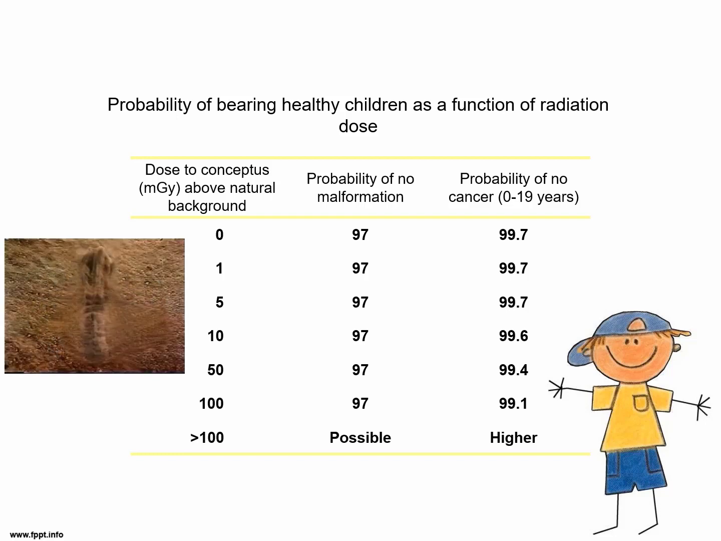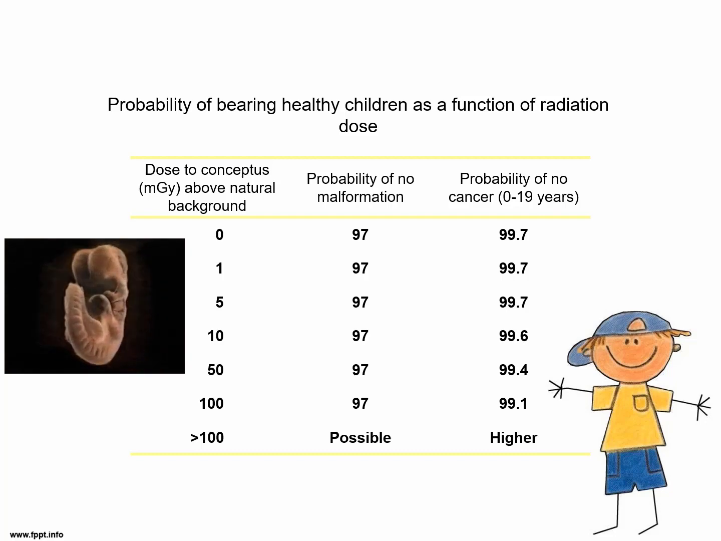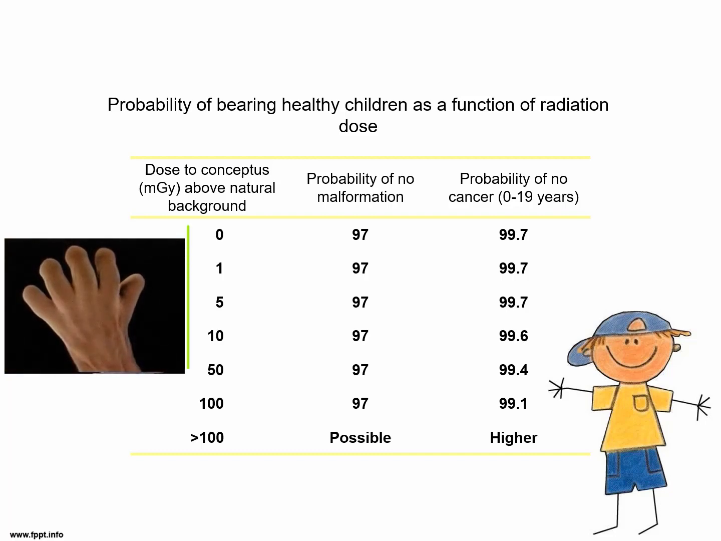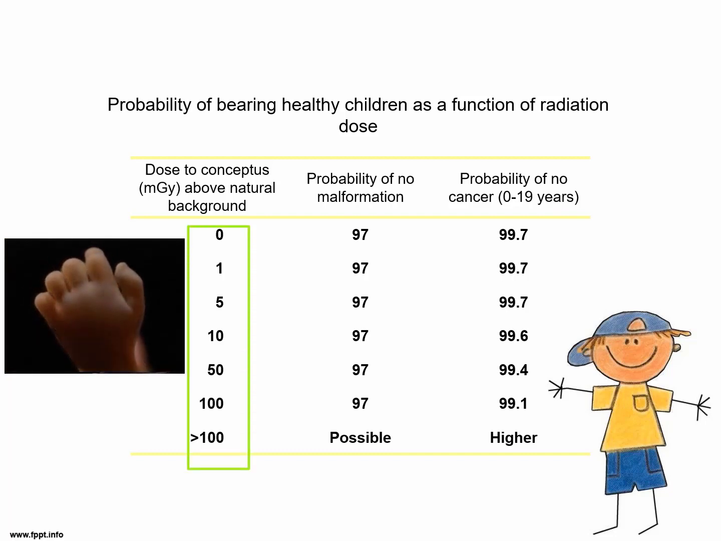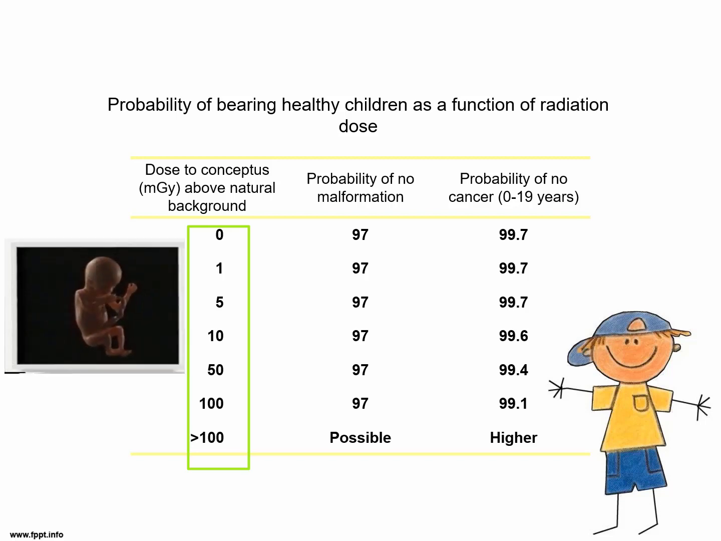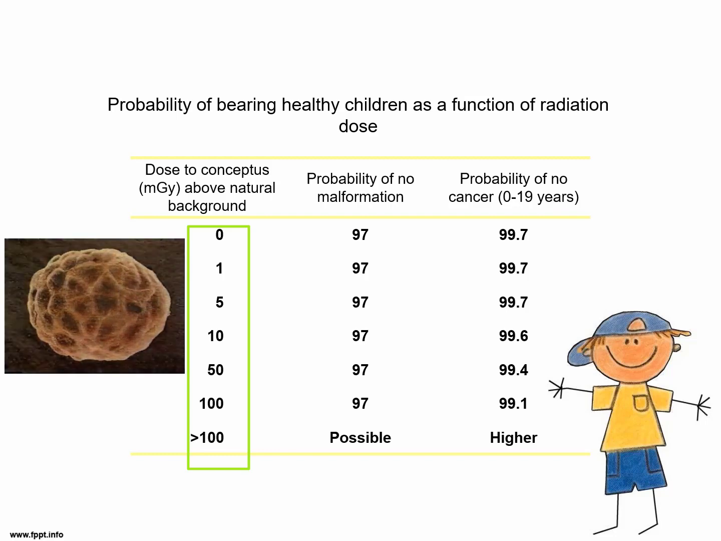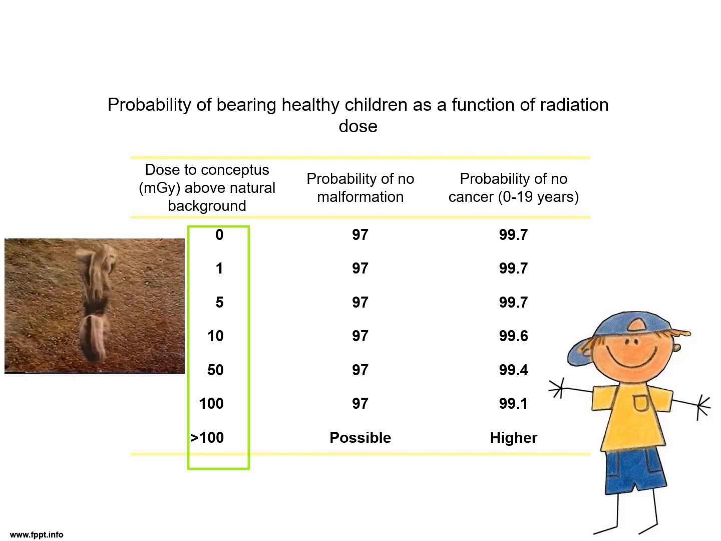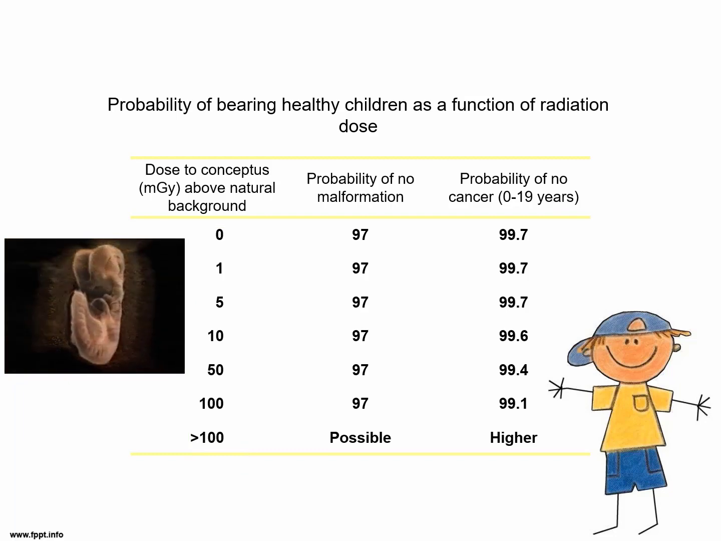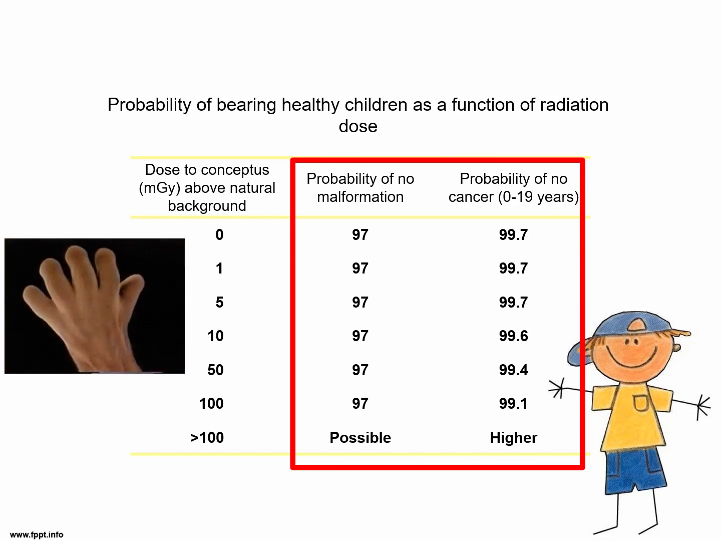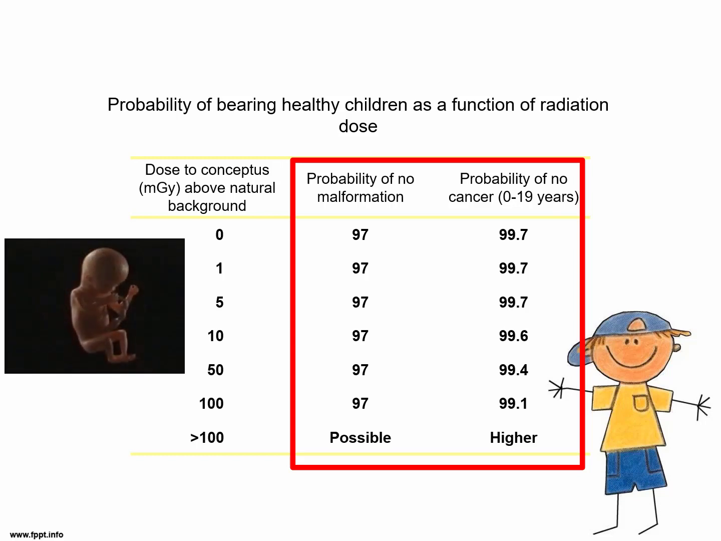Here we have a graphic chart which shows a pregnant woman, the probability of bearing healthy children as a function of radiation dose received during the pregnancy. Millisieverts is the dose occupationally, and milligray is the amount of dose that the patient actually receives. Here we see from 0 to over 100 milligray that the fetus receives. So now let's take a look at the probability of actually having a normal fetus even though they're exposed to radiation.